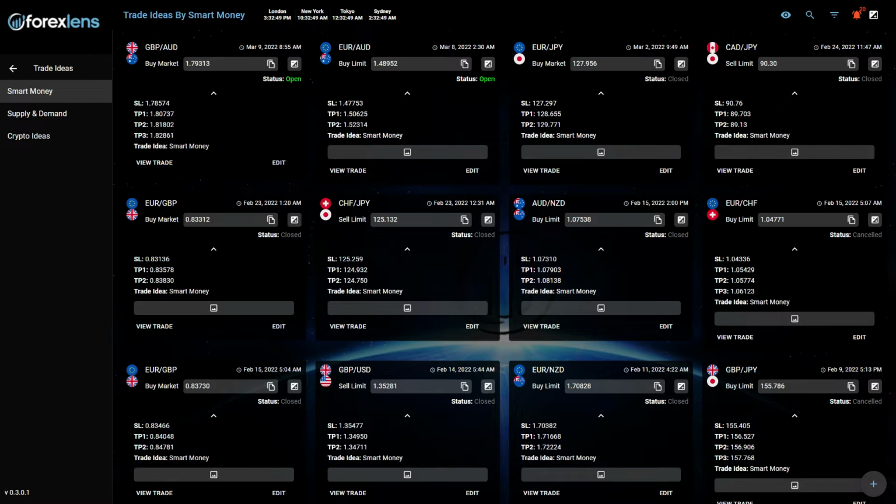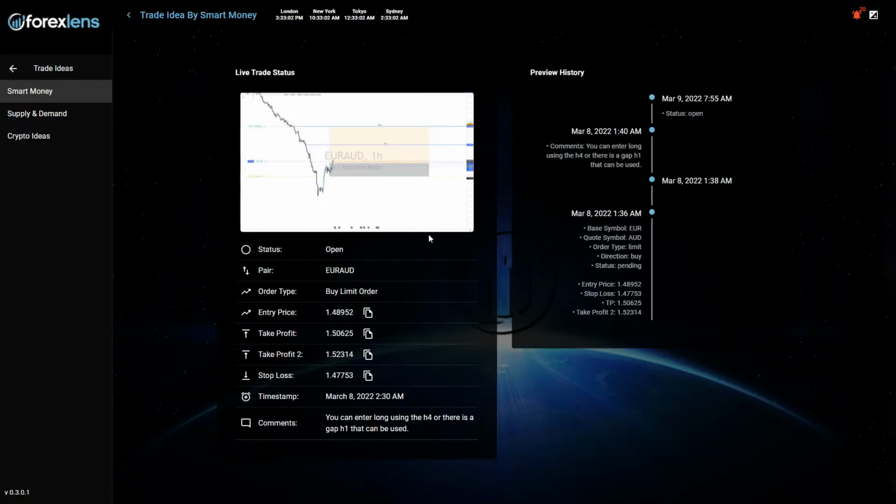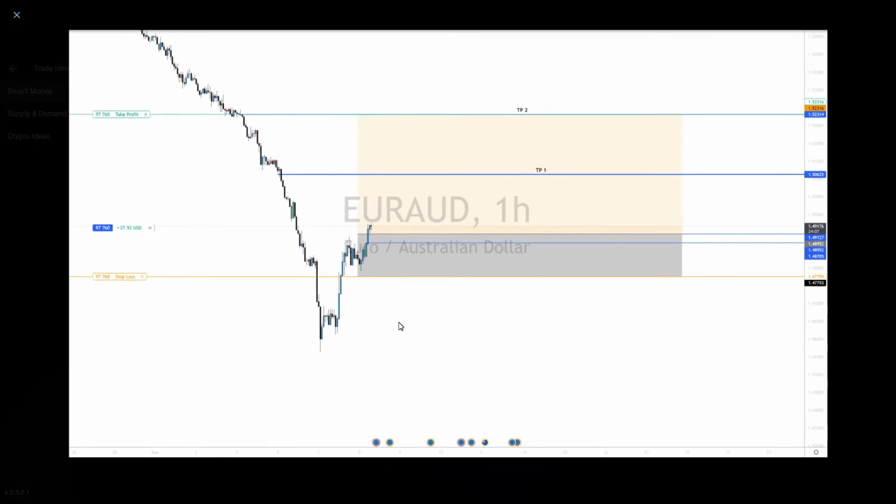The first one, let's check these two, which are basically the same setup, the same scenario in both pairs. So the first one is Euro Australian dollar. Take a look at this buy market execution, buy market order, instant execution, and this went straight to our TP1, and I guess it also hit our TP2.